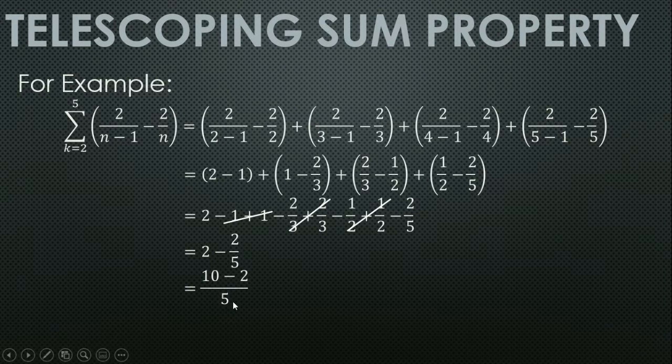The LCD is 5. 5 divided by 1. Understood na lahat ng numbers may denominator na 1. 5 divided by 1 is 5 times 2 is 10. 5 divided by 5 is 1. 1 times 2 is 2. 10 minus 2 is 8 all over 5. So, this is an example of a telescoping sum. And then, yung telescoping sum property, magagamit yan mamaya sa isang example natin. Understood?